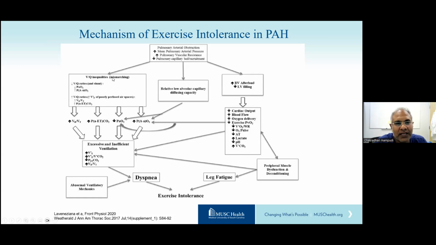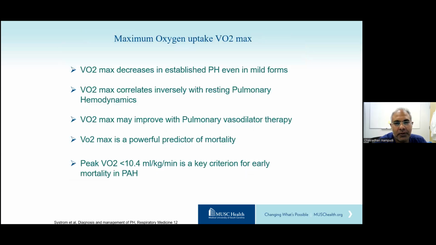Now, when you look from a lung standpoint, there are VQ inequalities. There's the VQ mismatch that I discussed. Now, please note that there's always a VQ mismatch, or at a smaller fraction, in normal patients, because when you're standing, it's based on gravity. But this gets exaggerated in patients with pulmonary hypertension because of decreased blood flow. Now, there's also increased VD/VT, which is the dead space fraction. And there is increased PETCO2 with associated decreased PaO2. All of these lead to excessive and inefficient ventilation that ultimately leads to abnormal ventilatory mechanics in patients with PAH.